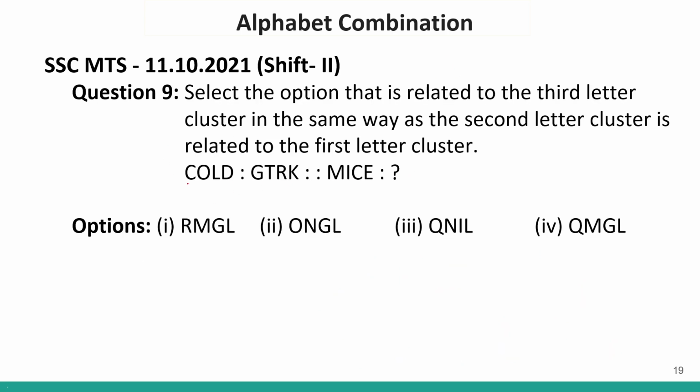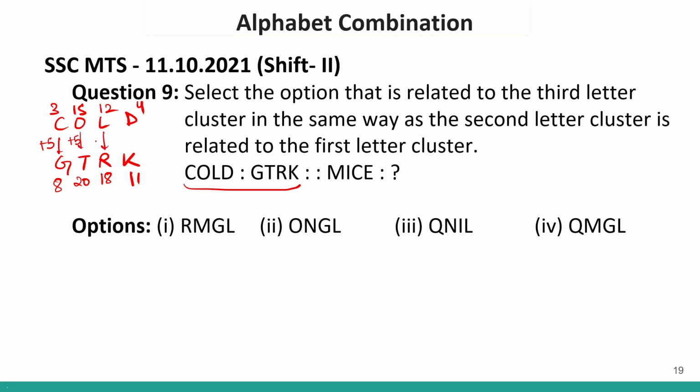Now let us look over here. Similarly, pair 1, COLD has been coded as GTRK, right? So C is 3, O is 15, L is 12, and D is 4. G is 7, T is 20, R is how much? R is 18, and K is 11. So this is plus 4, this is plus 5, this is plus 6. And this is how much? This is plus 7. So plus 4, plus 5, plus 6, plus 7.